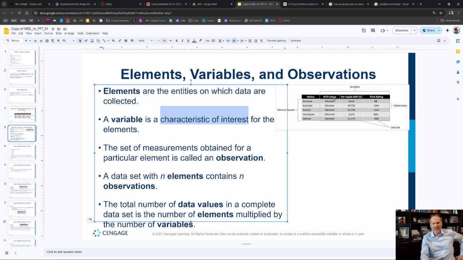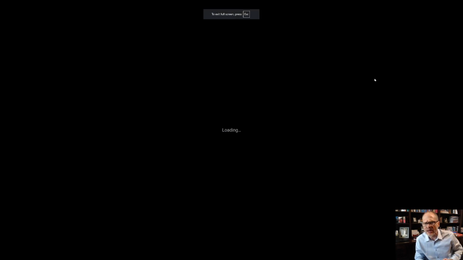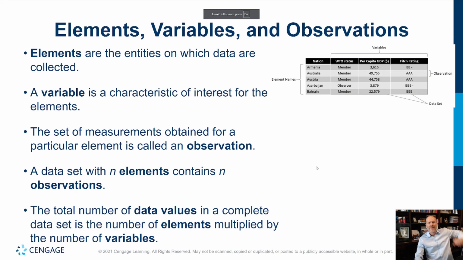We have WTO status, we have per capita GDP, and so I think I could go to, where's my slideshow? Present. I always have a hard time. It's way up here, I think. Slideshow, there we go. This might make it bigger. That's a little bit better. So WTO status is a variable. You could be a member or you could be an observer. Per capita GDP is a numerical entry. Fitch rating is an entry. But these are all variables: WTO, per capita GDP, Fitch rating. And these are all elements.